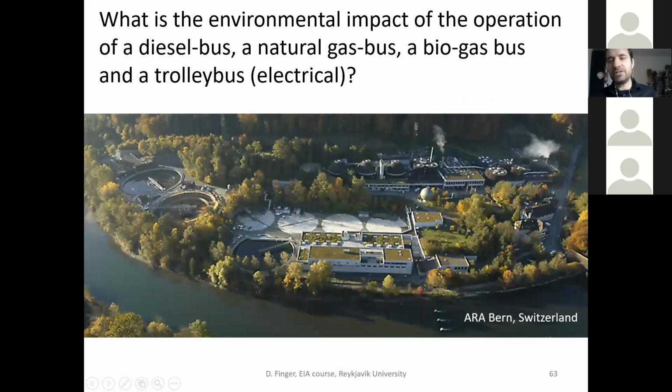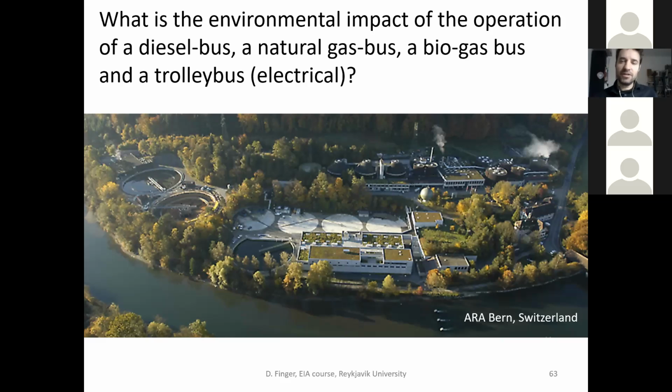But the next question was that these buses were not supposed to run only on natural gas, but on biogas produced in the local sewage treatment plant. And this required a life cycle assessment because we needed to know the total environmental impact of operating a sewage treatment plant, producing methane from the sewage, putting the methane into the natural gas system, and then providing it to the buses and driving the bus.